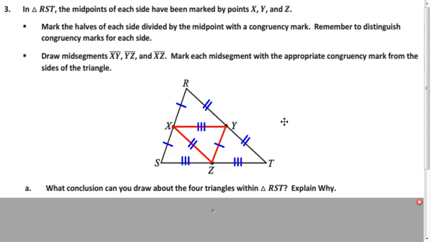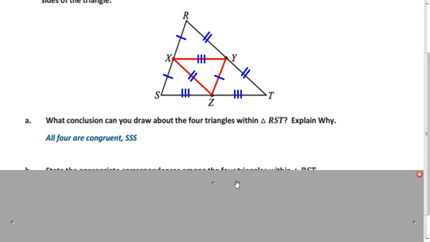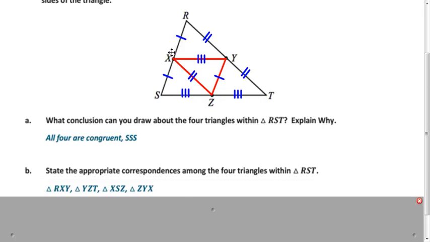So what can we talk about the four triangles in here? What's special about them? Well, they're all congruent by side, side, side. They all have the same three pairs of sides congruent. And let's just name the correspondences. That's easy for the three triangles, kind of on the outside, the ones that are not in the middle. So you could just go RXY, etc. Now the other one, you gotta be careful with the order. If we say RX first, we gotta go ZY first. And then we go XY, that would be YX. So the order is important, so bear that in mind.